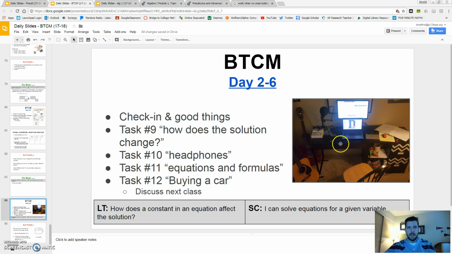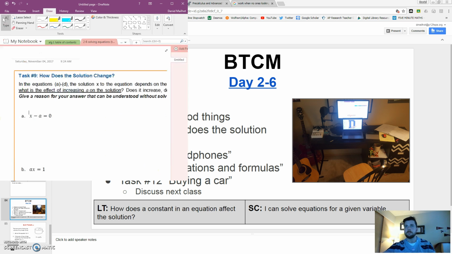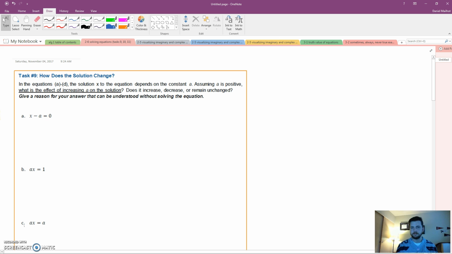Please turn to Task 9. Let's read through the directions together. Task 9. How does the solution change? The equations A through D, the solution x to the equation depends on the constant a. Remember, I think we talked about what this word constant means before. It might have come up. It just means a number. So the solution depends on some constant.